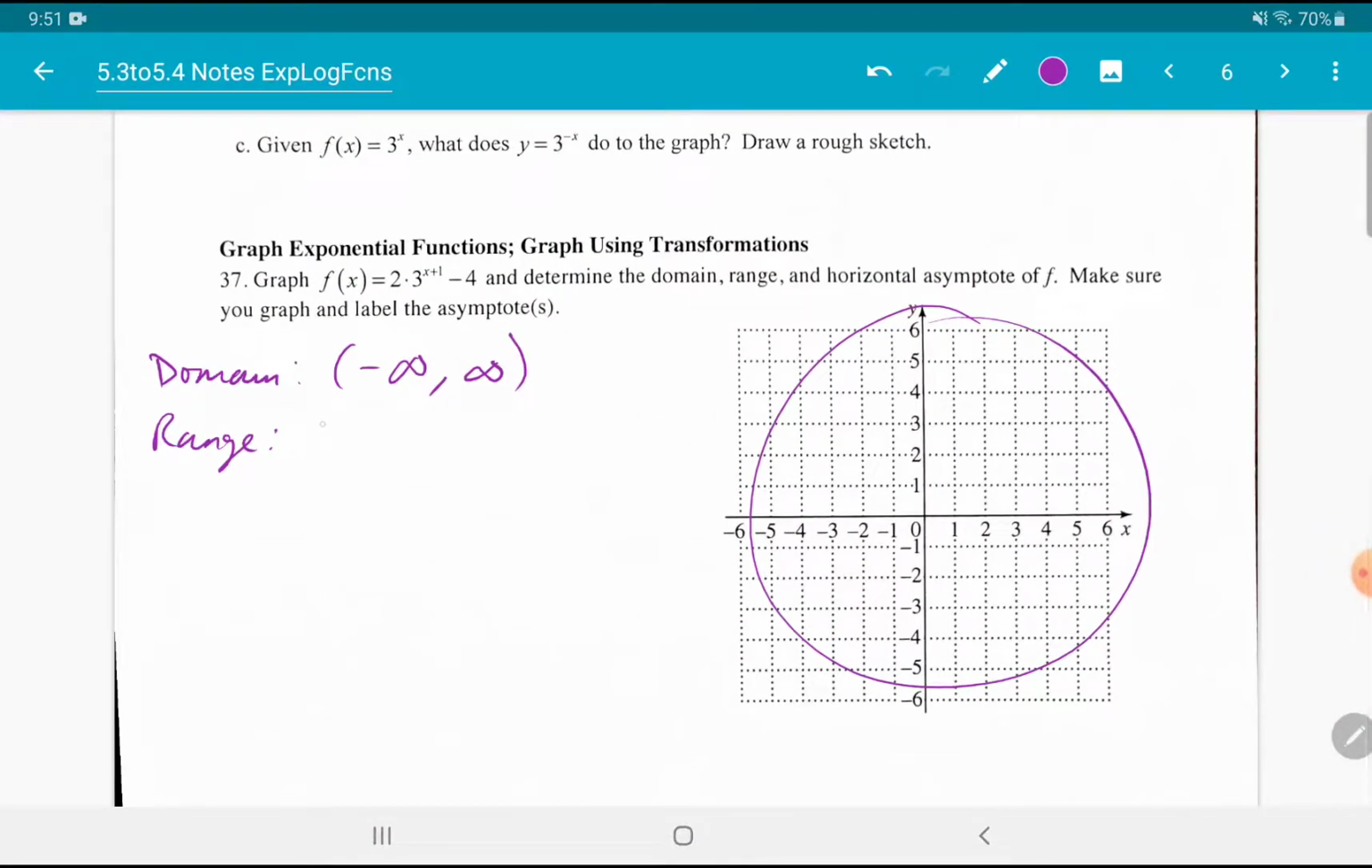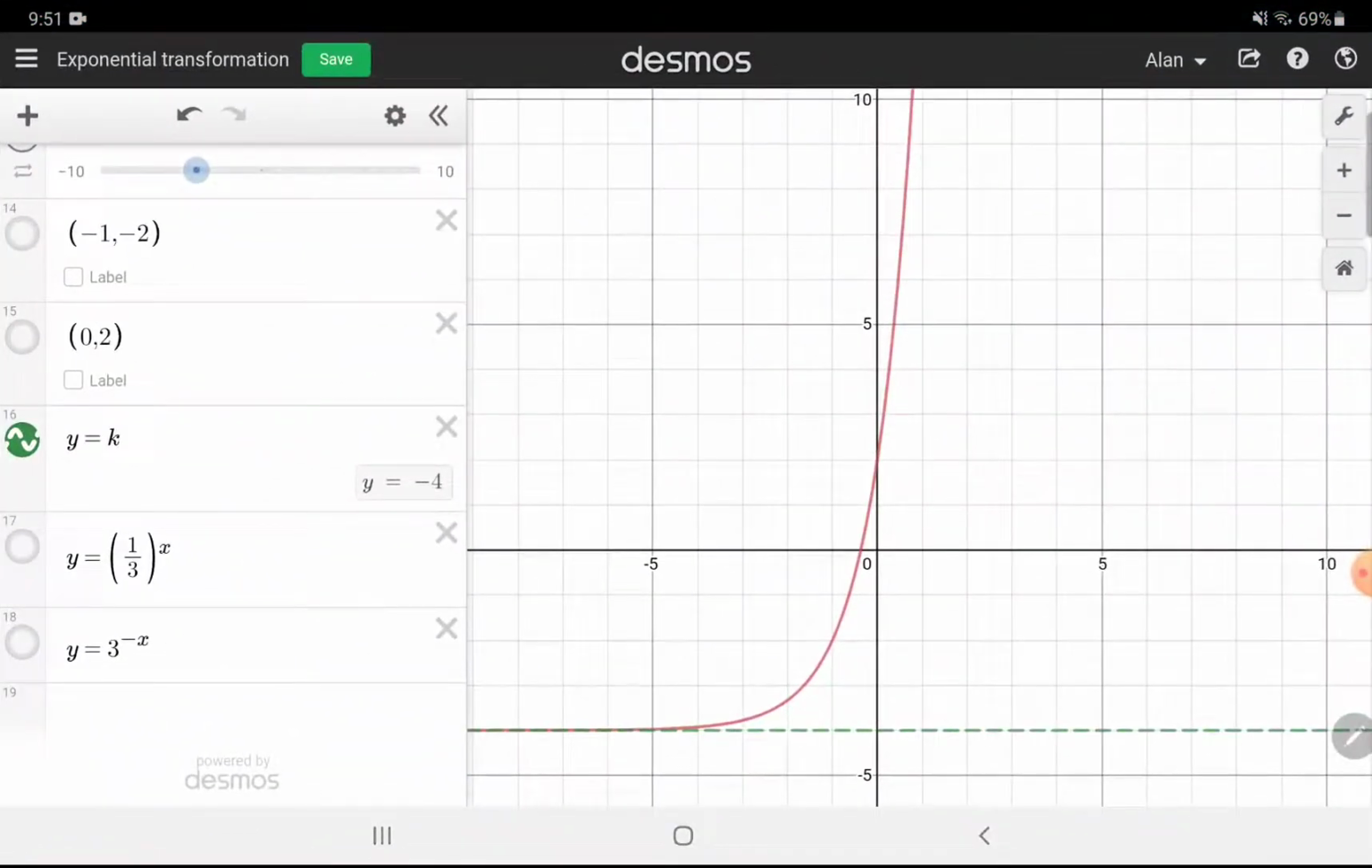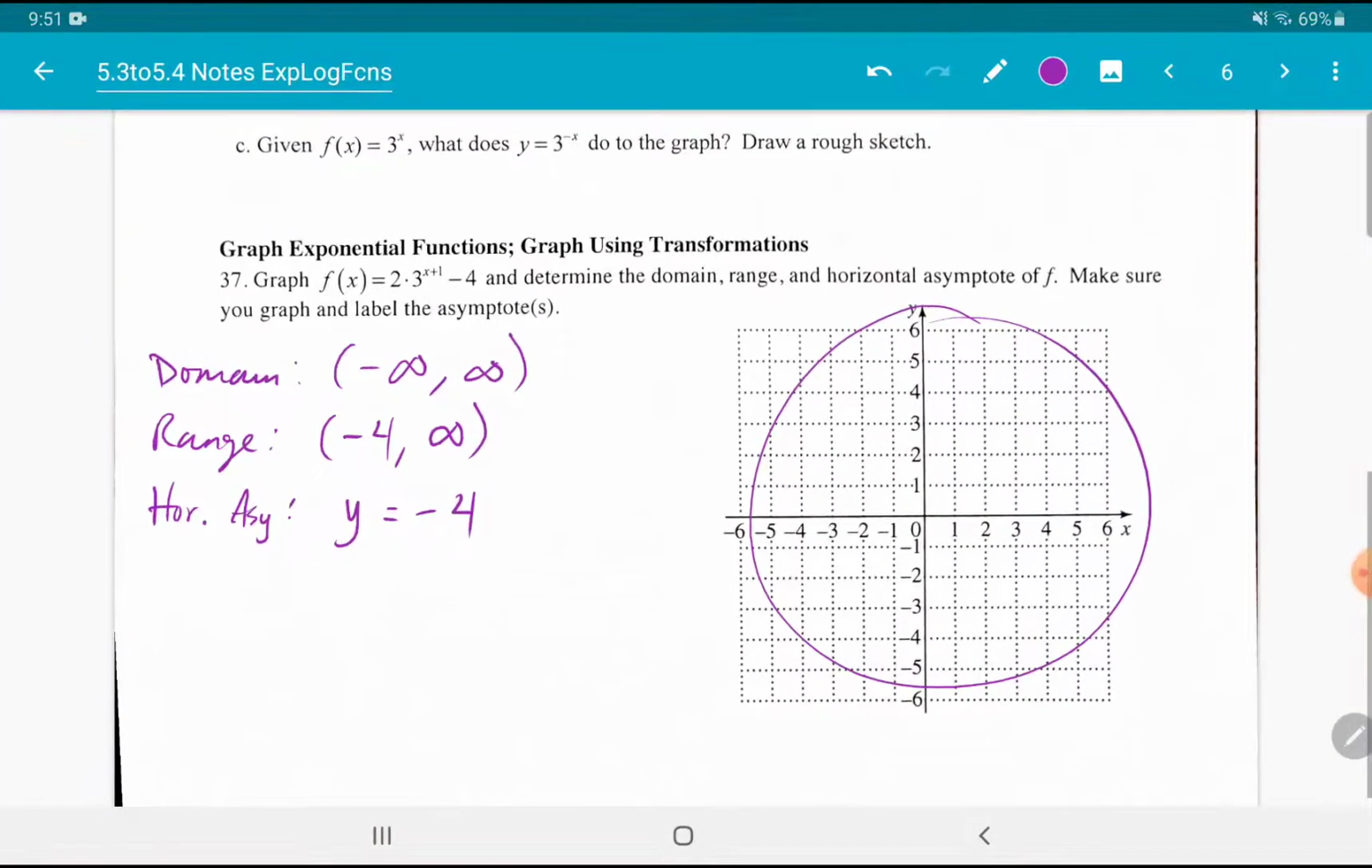So the range value, in this case, would start at -4, non-inclusive, and go up to infinity. Our horizontal asymptote, we found, was at the y value of -4. That was our green dotted line right here. Our green dotted line was at y equals -4. And it looks like that's it.